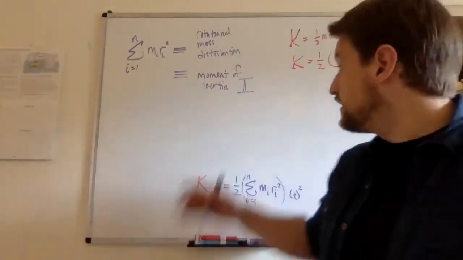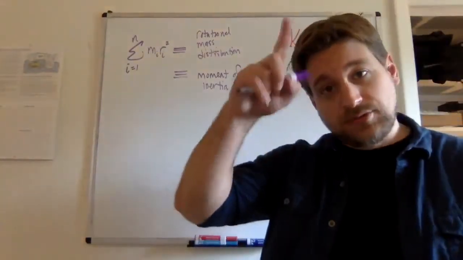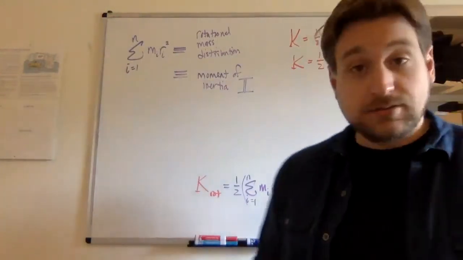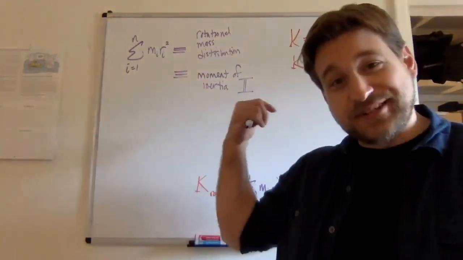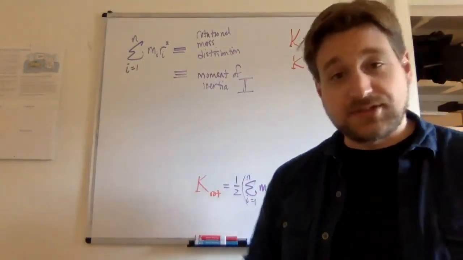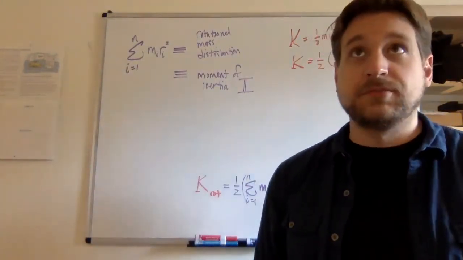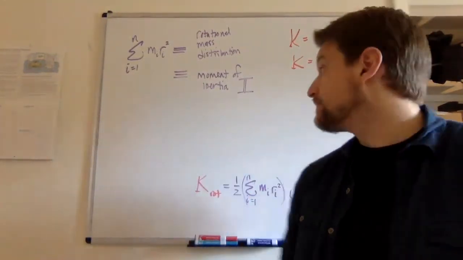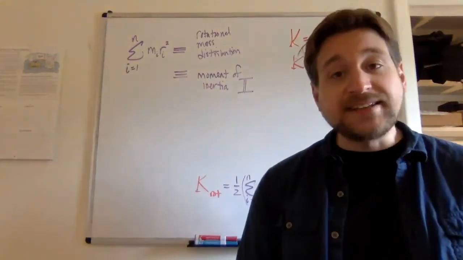Somewhere along the way, I picked up a habit of using two vertical bars for the capital I in moment of inertia. You'll see that from me sometimes. I just mean a capital I. I'm just trying really hard to keep it from looking like an L or like a number 1 or anything like that. Capital I, moment of inertia.